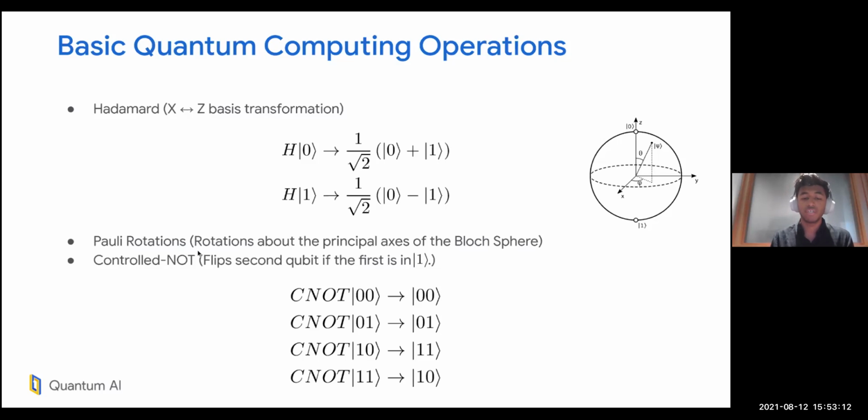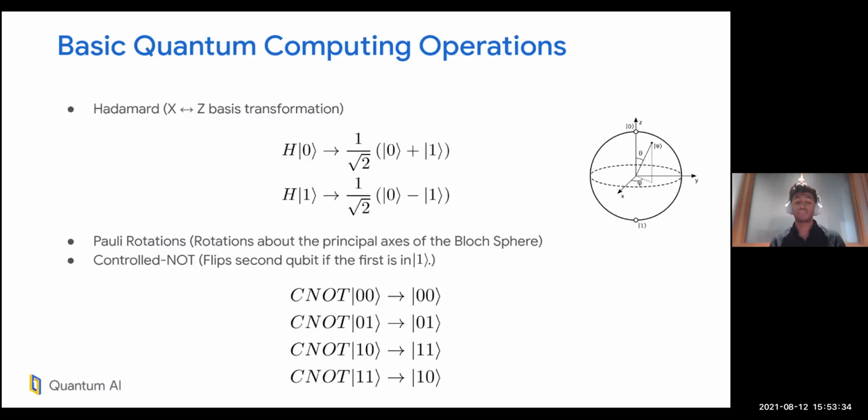Then we have Pauli rotations. These are pretty simple. They're just rotations of this space about one of these axes. A z rotation rotates about the z-axis, and will change the phase of the state, as we call it. An x rotation will rotate 1 to 0 and 0 to 1, and so on. So these are pretty simple. They're just rotations of the sphere.